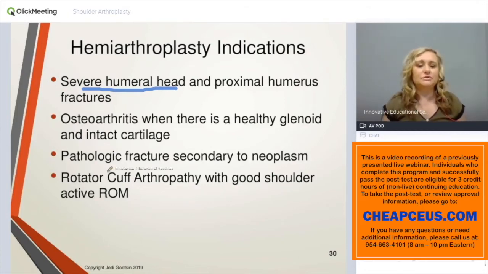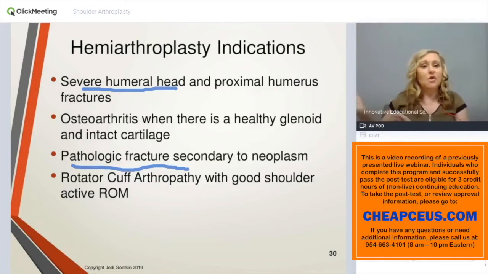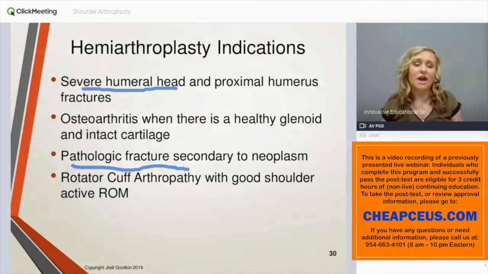hemiarthroplasty. In individuals who have a pathologic fracture, maybe due to metastases, the individual may be a candidate for the hemiarthroplasty. It's a more conservative procedure. If the individual is younger, they might choose to do this so that down the road they do have options of the more involved shoulder arthroplasty. So they might go with that conservative procedure at first.